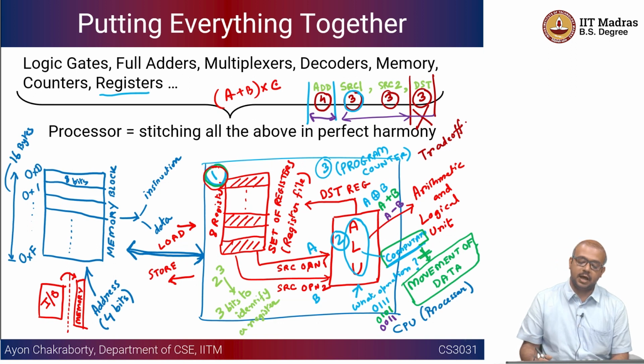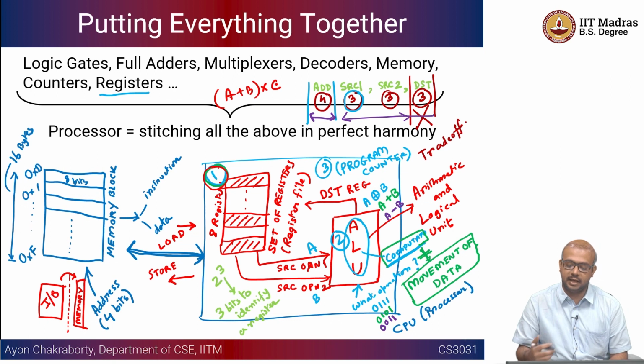Apart from the register file and the ALU, we also have a few other special purpose registers. I named one of them the program counter, which is by far one of the most important registers required to run a program. It is a pointer pointing to the next instruction that is going to be executed. As I told you, a program is nothing but a sequence of instructions, and let's say a particular program has 100 instructions that are going to be executed.